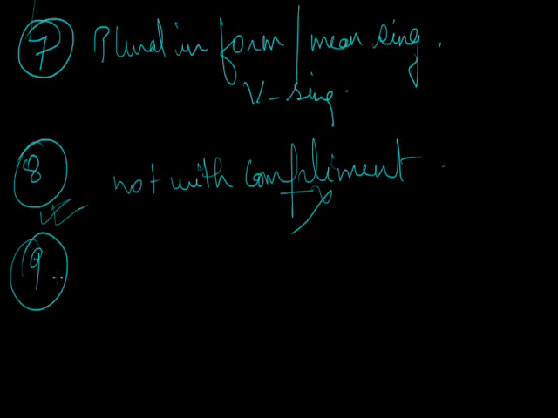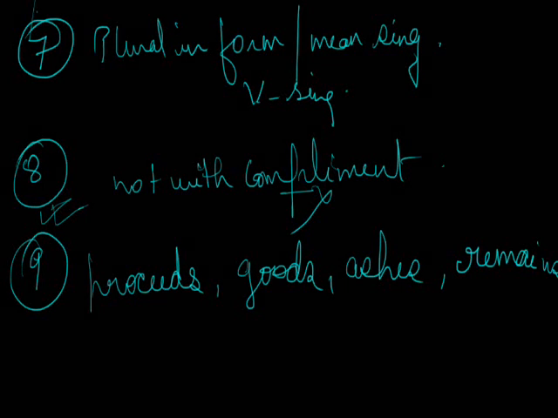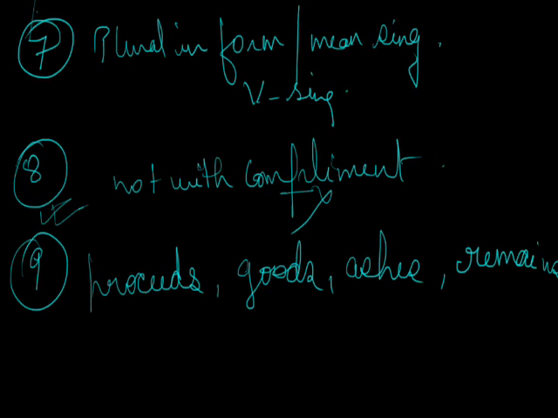Rule number 9: plural verbs are required for many nouns that have no singular form, such as proceeds, goods, ashes, remains, premises, credentials, etc. For example, the proceeds of the magic show are to be given to the fund for soldiers' welfare. Second example, the goods are being dispatched today by goods train.